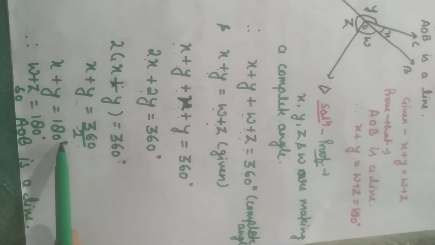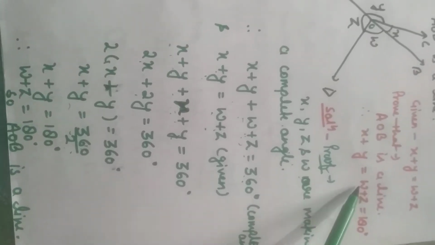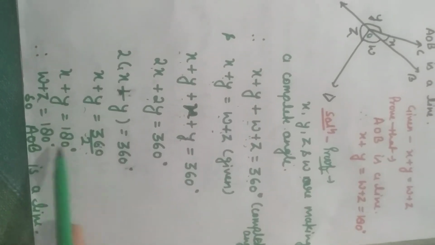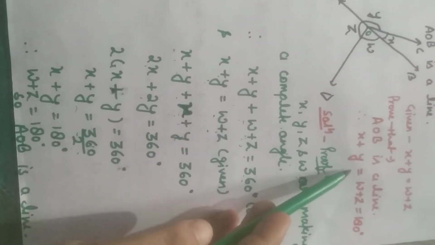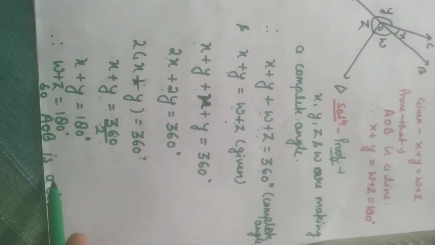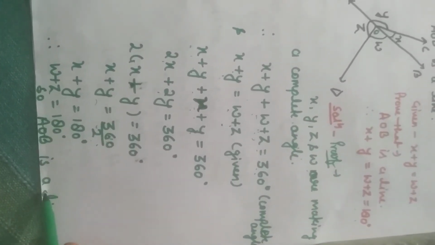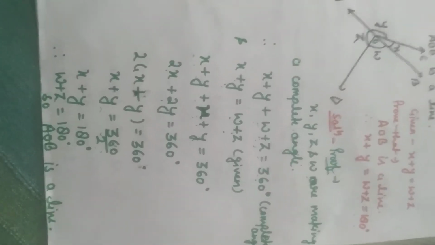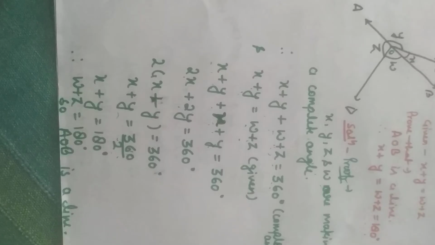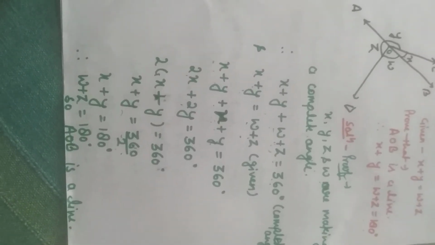If x plus y is 180, it means w plus z, which is equal to x plus y, will also equal 180. So x plus y and w plus z, they both are equal to 180. It means AOB is a line. Why is it a line? Because the line is forming a 180 degree angle. We know a straight line always makes a 180 degree angle.